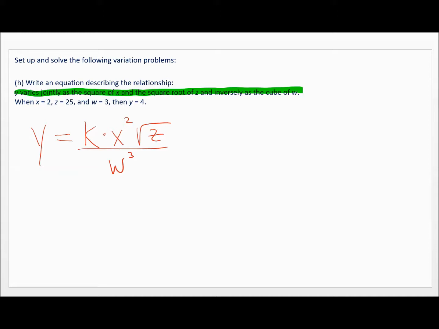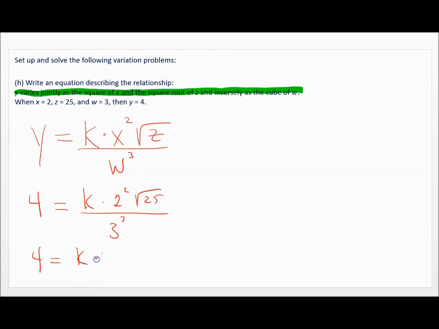You've got this. Okay. Now, to find k, I've got to have a value for y, x squared, z, w, all of it. I've got to have a value. So x is 2. So I have k times 2 squared. Z is 25, so the square root of 25. W is 3, so I'm dividing by 3 to the third. Don't forget the exponents, okay? And y is 4, so 4 goes over here. And then I just simplify this as much as I possibly can.